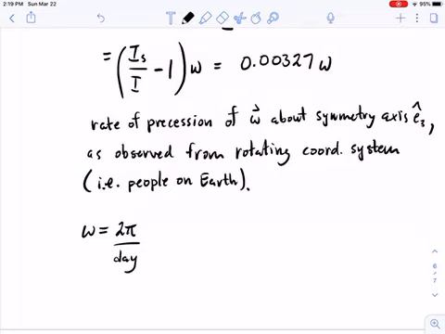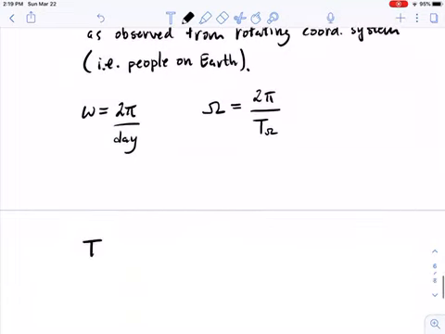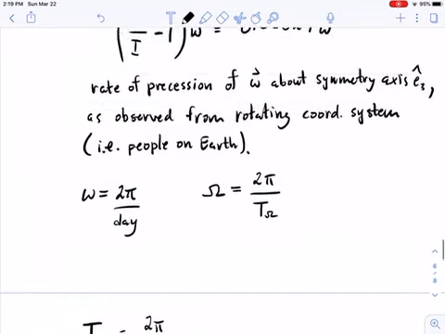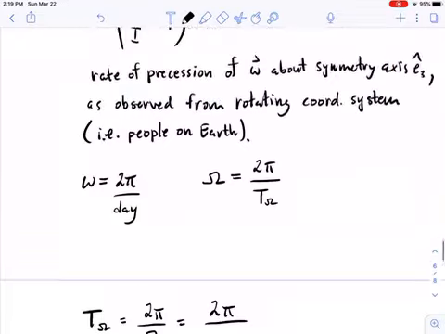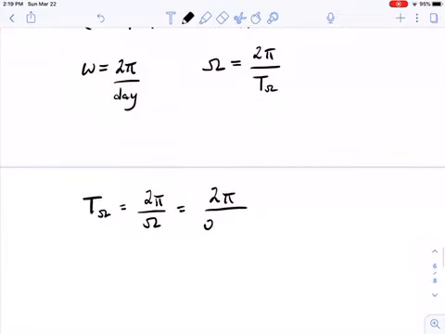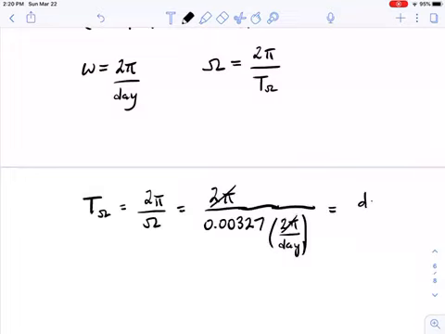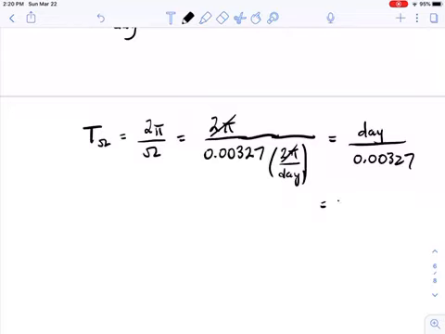And so that means if we take the rate of precession and convert it to a period, then we could calculate this period of the precession as 2 pi divided by omega, which is 2 pi divided by, what was it, 0.00327 times omega, but omega is 2 pi radians per day. So the 2 pi's cancel, and that's the period of this precession, which works out to be about 306 days.